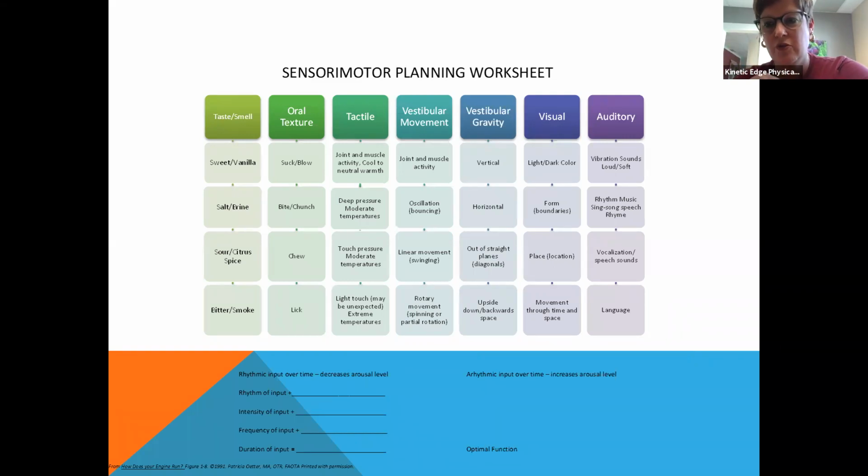The middle two rows are what we would consider neurologically organizing.